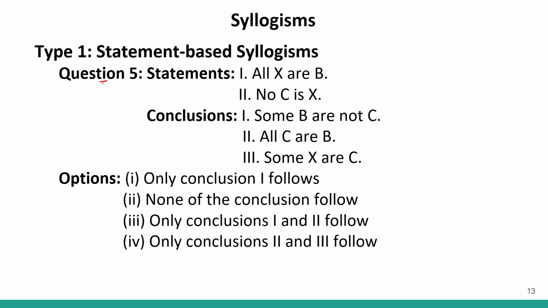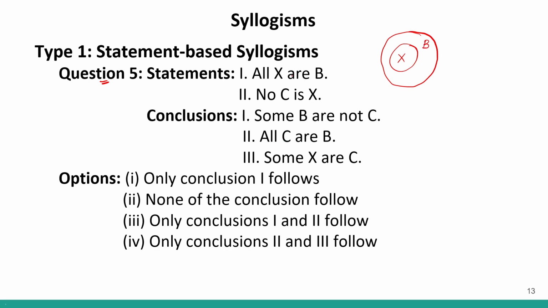Moving on to question number 5. Two statements, three conclusions. We have to tell which conclusions follow. So, let us start. Statement 1 says all X are B. So, I can represent it like this. This is X. All X are B.